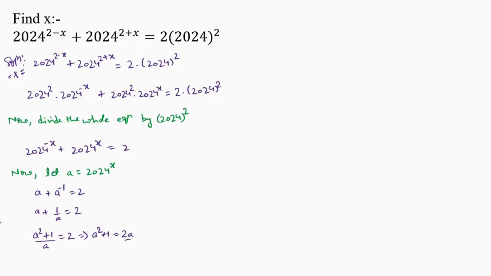Now bring this 2a to the left hand side. We get a square minus 2a plus 1 equals to 0. This will become a minus 1 raised to power 2 equals to 0. And we know a power can only be 0 if its base is 0. So a minus 1 equals to 0. Hence, the value of a is equal to 1.